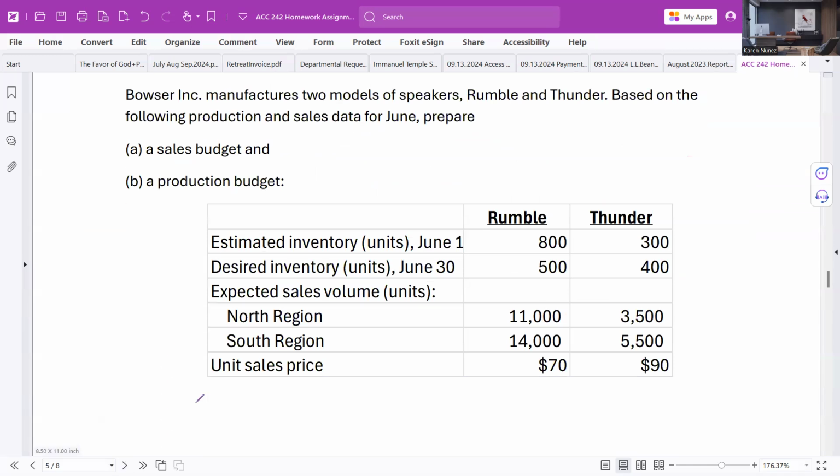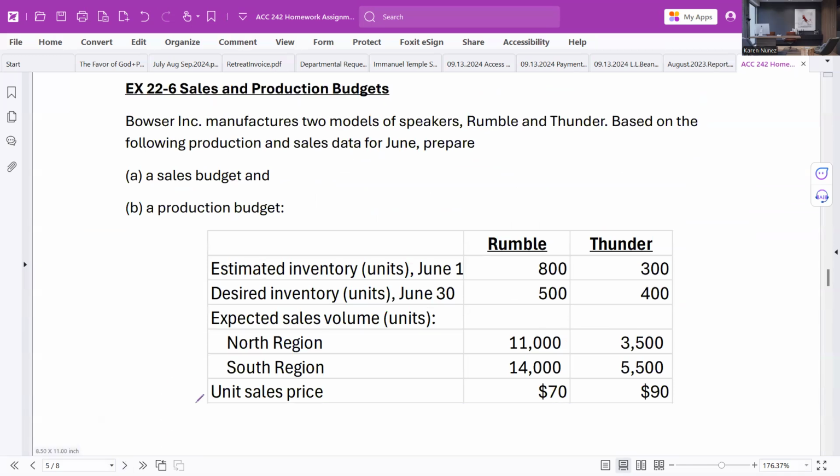Now, we're going to look at the integration of two budgets, the sales budget and the production budget, in exercise 22-6. So the sales budget is pretty straightforward, right? The sales budget is a function of price times volume. All we want to do is multiply that price times volume, and that will give us our sales budget.